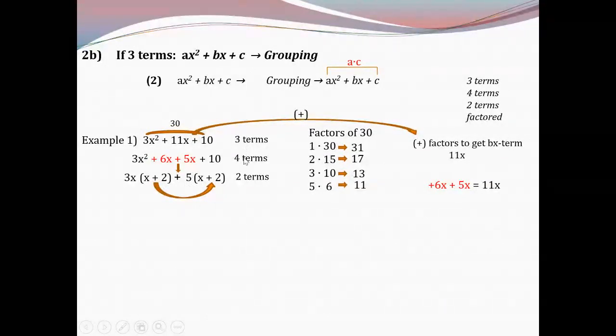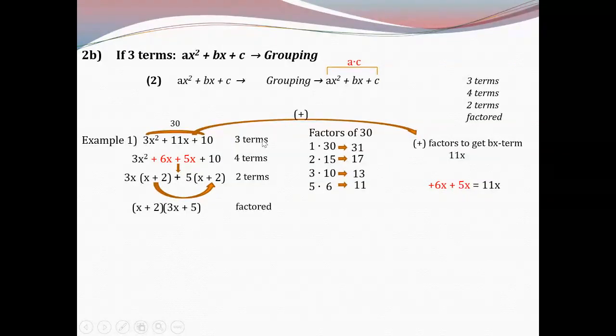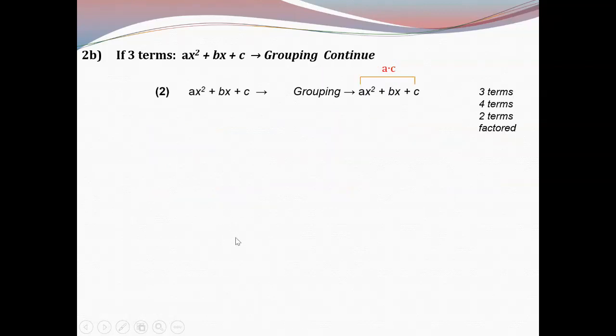So I went from 3 terms to 4 terms to 2 terms. Now comes my answer. What do they have in common? The x plus 2. What's left? The 3x plus 5. So it's factored. And this is a way for the students to get familiar with the steps, right? So you start with 3 terms, and then 4, and then 2, and then the answer.